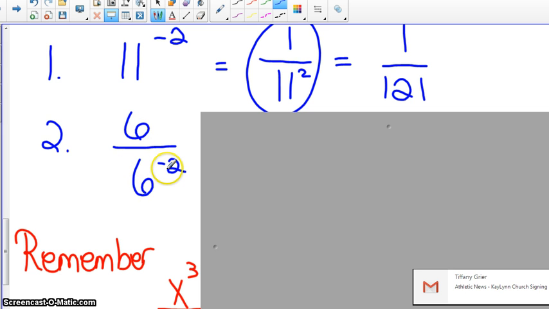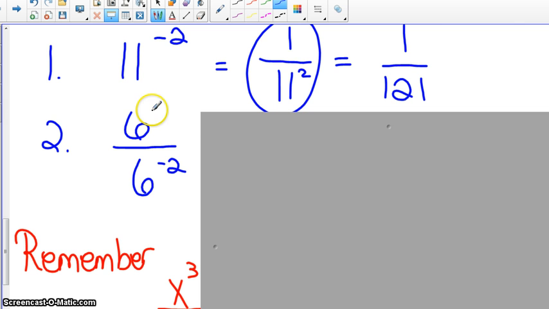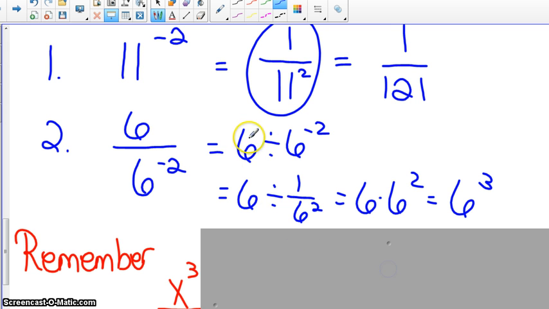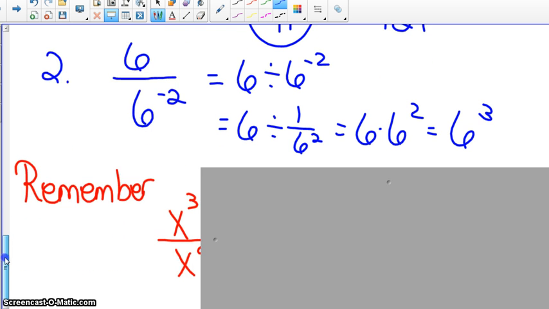Alright, how about this one? 6 divided by 6 to the negative 2. 6 to the negative 2 wants to be a real man right here, so it's going to jump to the top. So we're going to get 6 to the first times 6 to the second. We're going to ignore all this right here and jump right here: 6 to the third power.